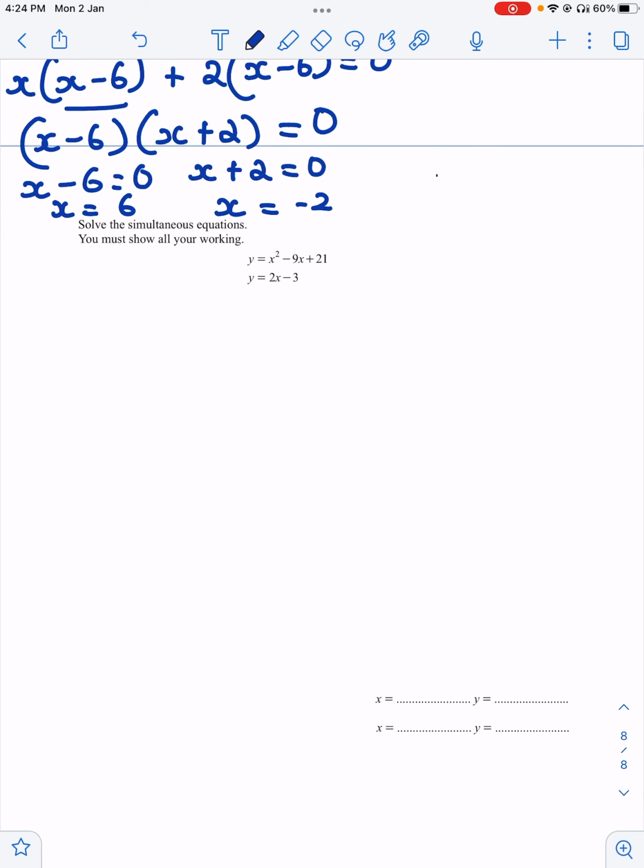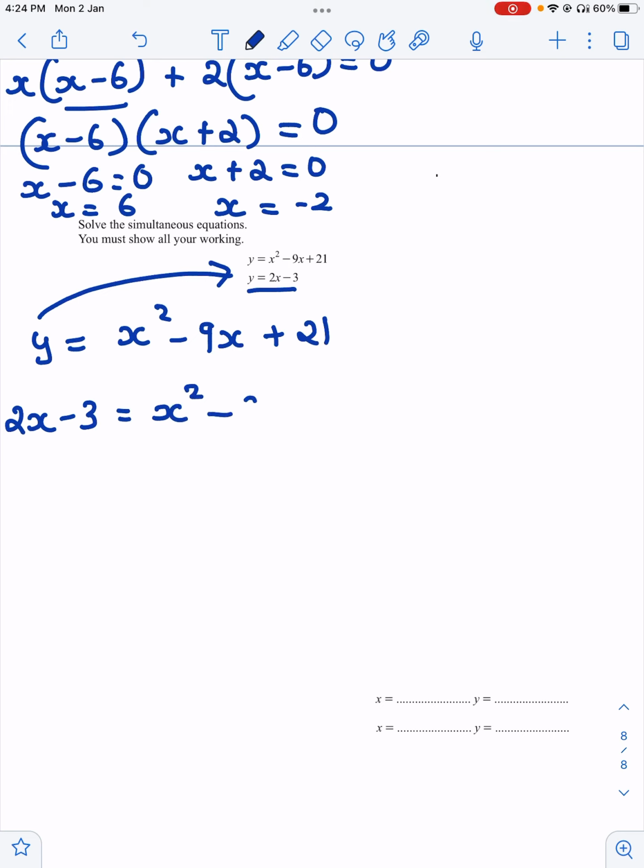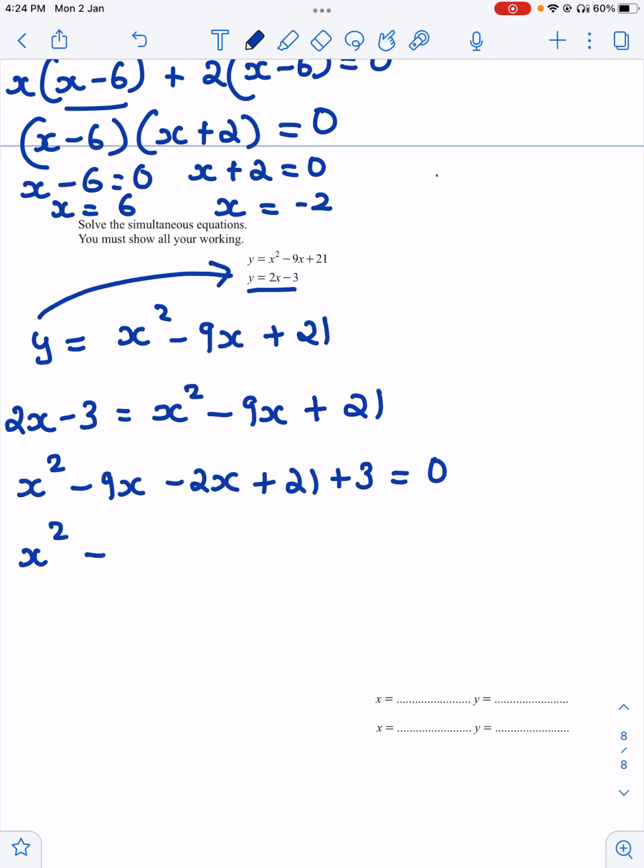Last sum. y is equal to x square minus 9x plus 21. These are the kind of simultaneous equations, my dear students, that have been asked in the recent papers, and they have given y is equal to 2x minus 3. I will substitute this here. 2x minus 3 is equal to x square minus 9x plus 21. I take all that side. x square minus 9x minus 2x, minus 11x, plus 21 plus 3 is equal to 0. So I get x square minus 11x plus 24 is equal to 0.